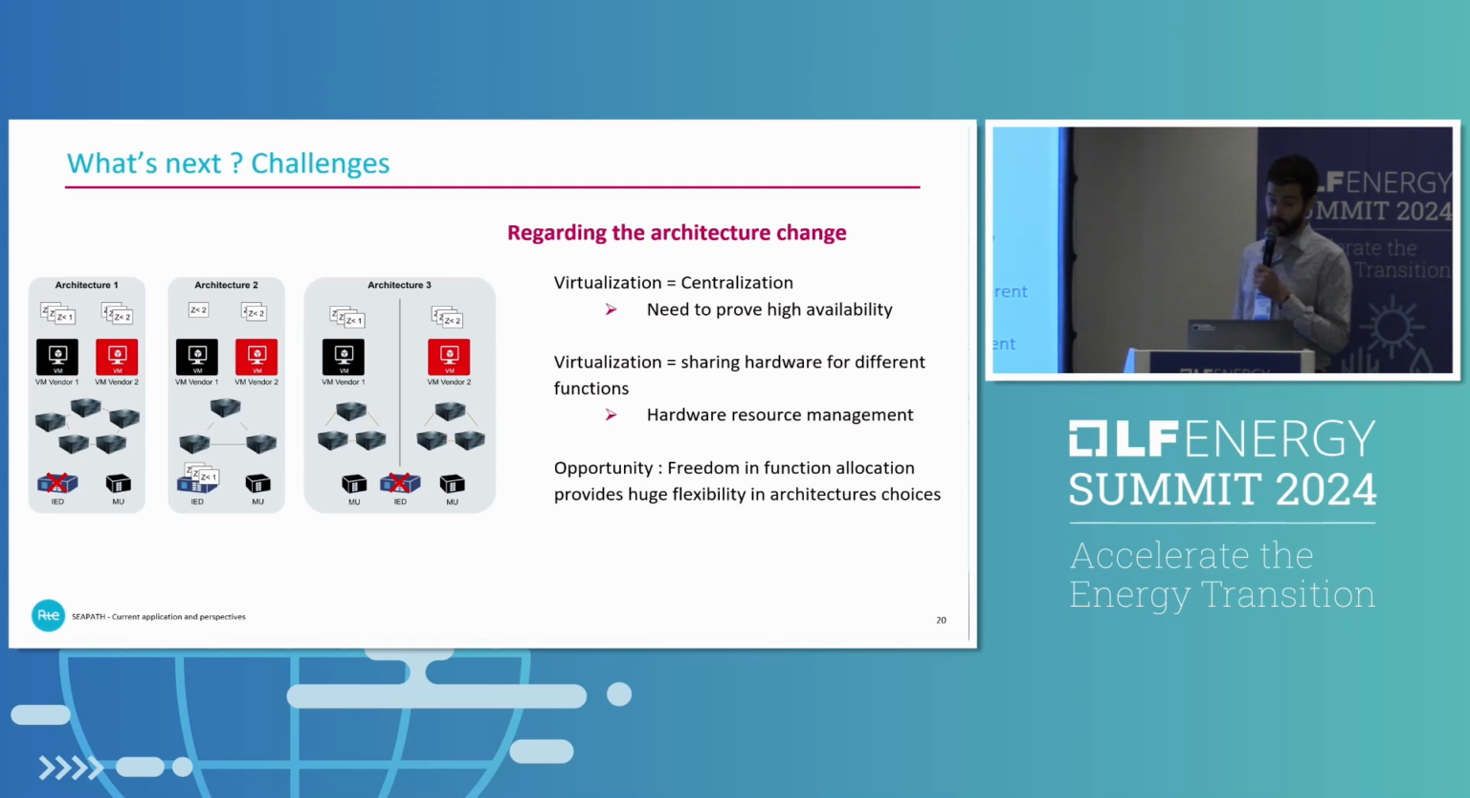And the same thing goes with sharing hardware between different functions. When you have the same hardware running VMs from different vendors, how are you sure that one virtual machine won't impact the second one negatively?